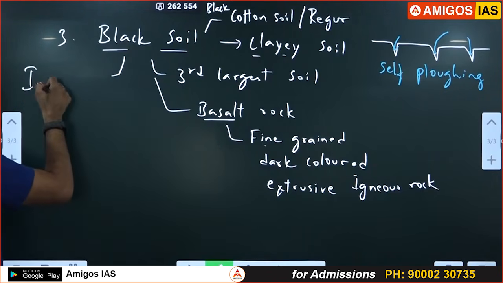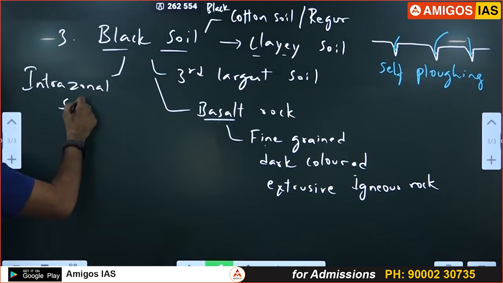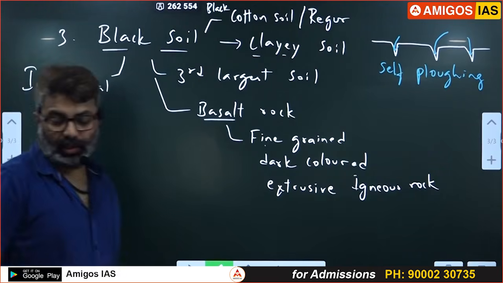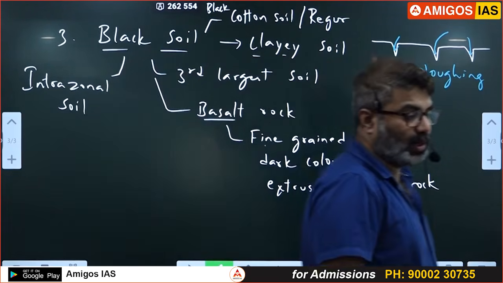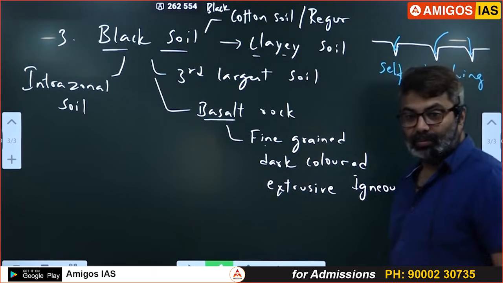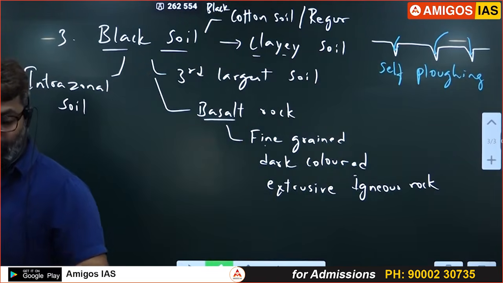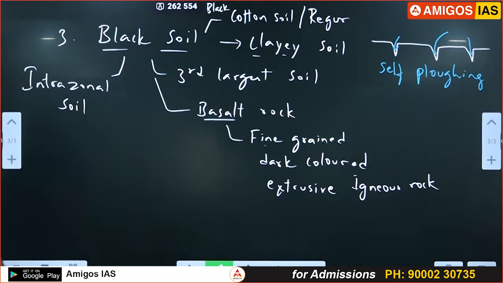Check your intrazonal box now. Intrazonal soil. This is going to come in the exam. I'm telling you, marking this is very important. They'll ask which of the following are intrazonal. So black soil is intrazonal. In your atlas, check the intrazonal box. Check the color: black soil, medium and deep black soil, shallow black soil. What is the color? Match it on the map.